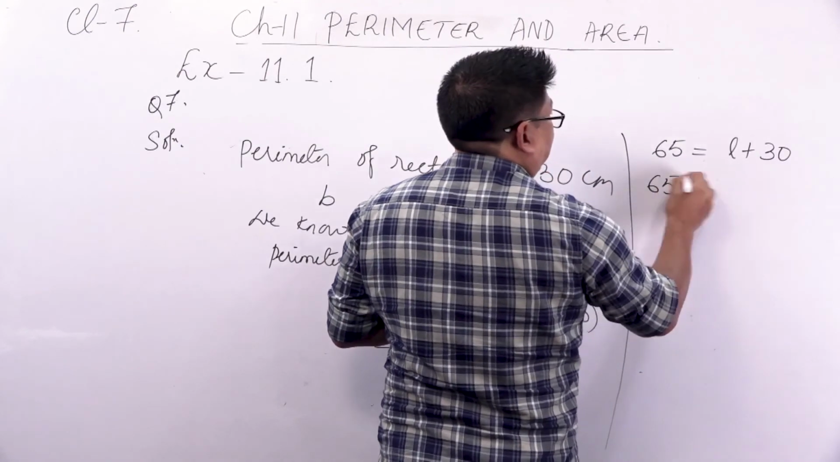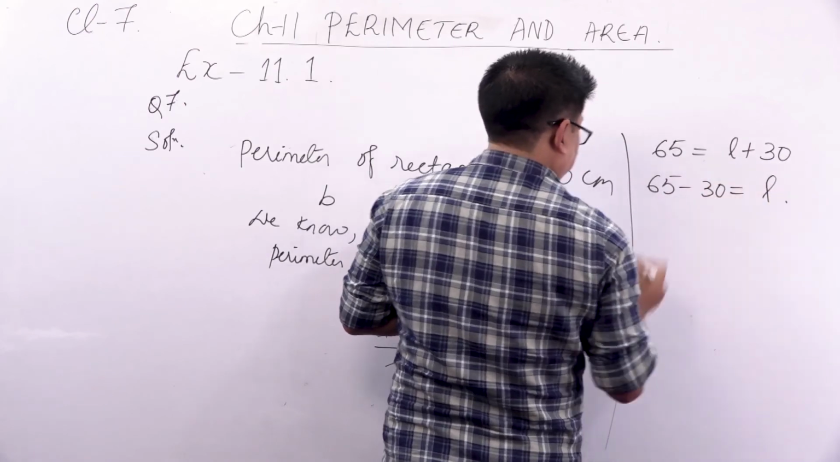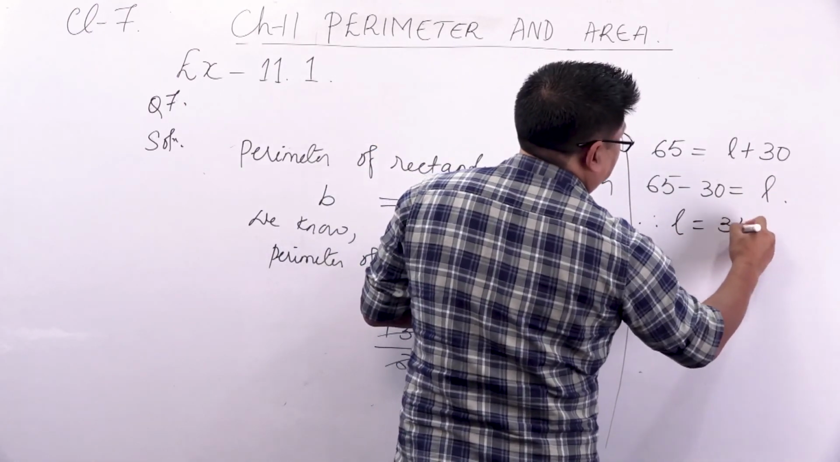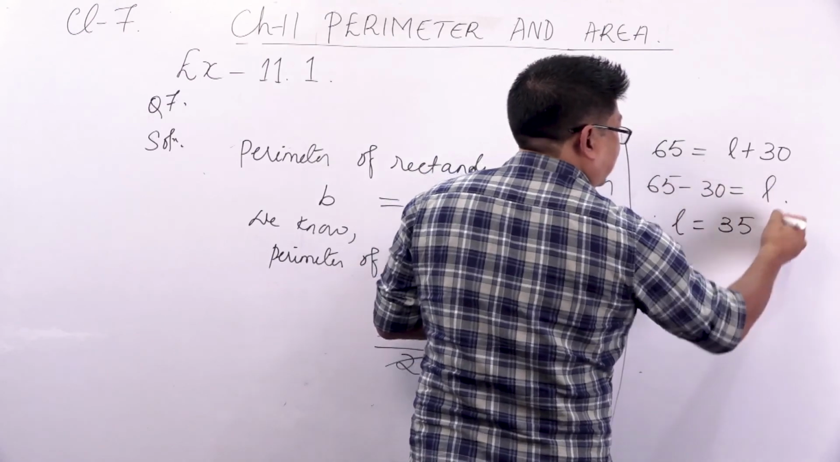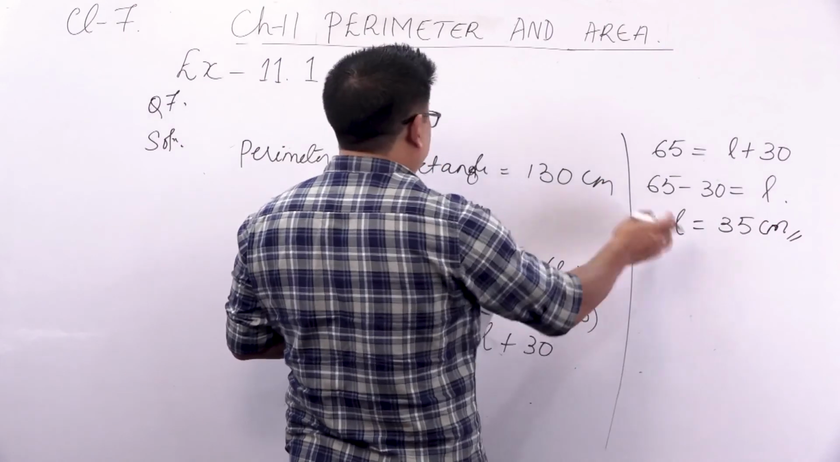So if I take 30 on this side, 65 minus 30. So therefore, I'm getting L is equal to 35. 65 minus 30 is 35. It's in centimeter. Now I know the length.